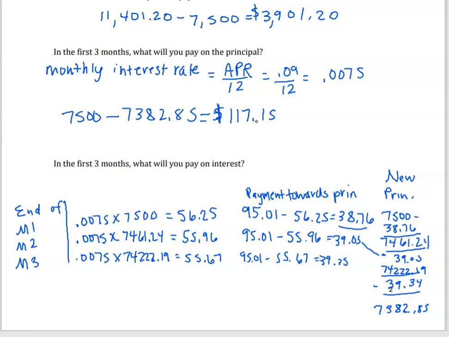In the first 3 months, what will you pay on interest? These are the amounts that we paid on interest right here: $56.25, $55.96, $55.67. If we add those together, that gets us $167.88 on interest. We'll be picking up with the second part of this section in the next video.